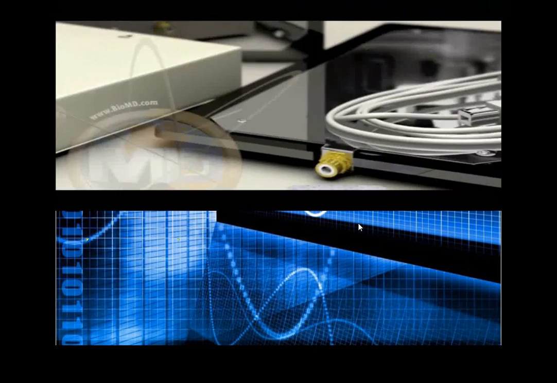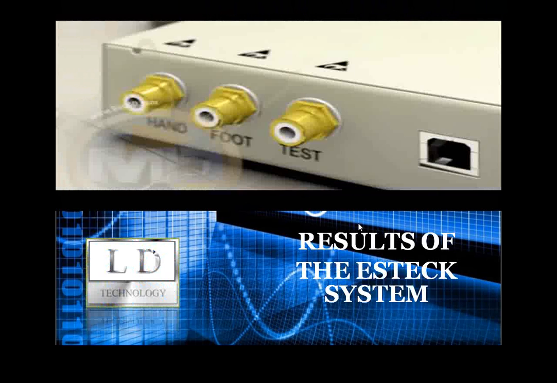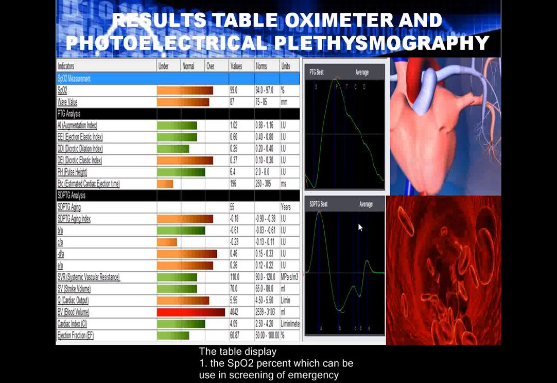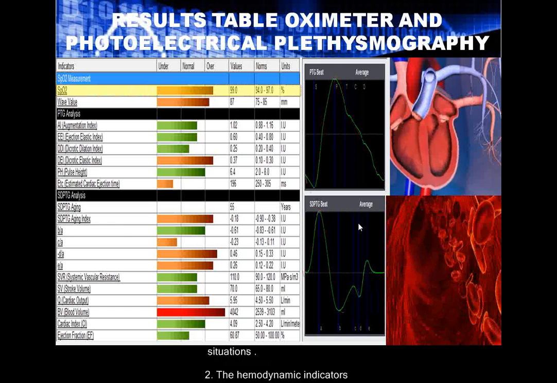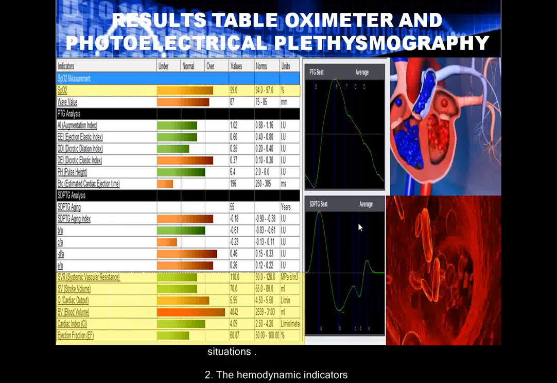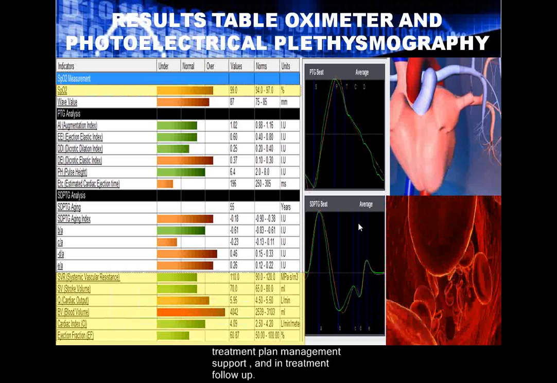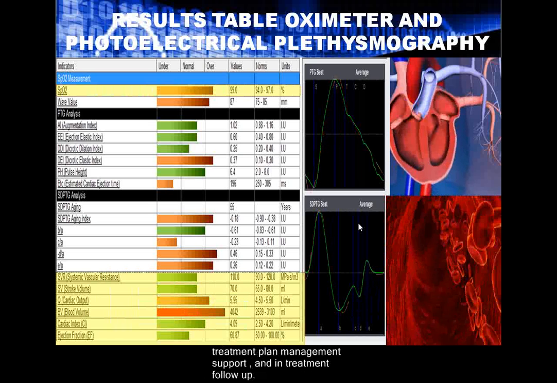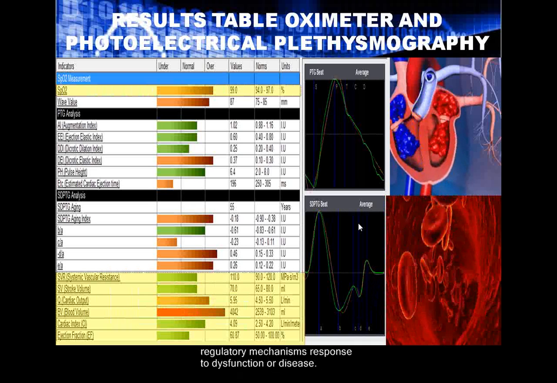Results of the EIS Tech system. The table displays the SpO2%, which can be used in screening of emergency situations. The hemodynamic indicators can be used in cardiovascular treatment plan management support, and in treatment follow-up. And as the main regulatory mechanisms response to dysfunction or disease.